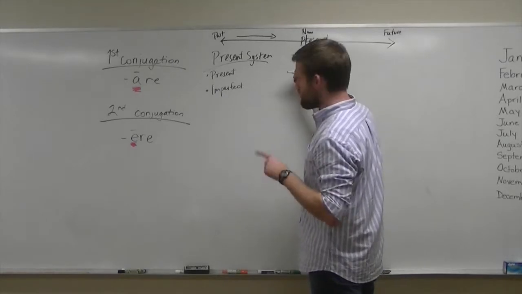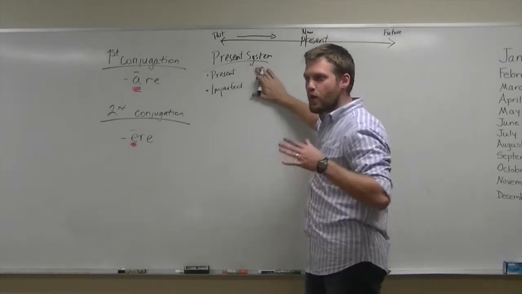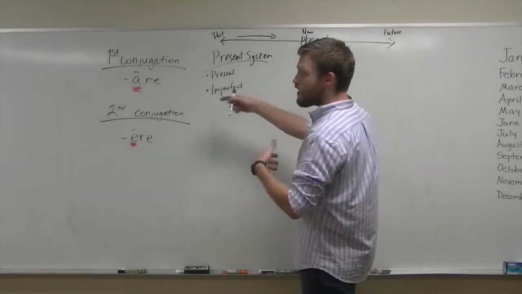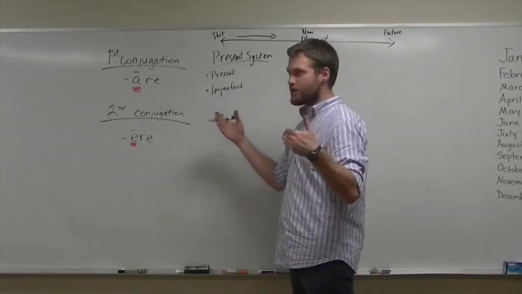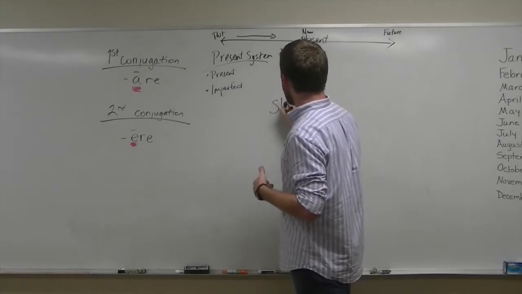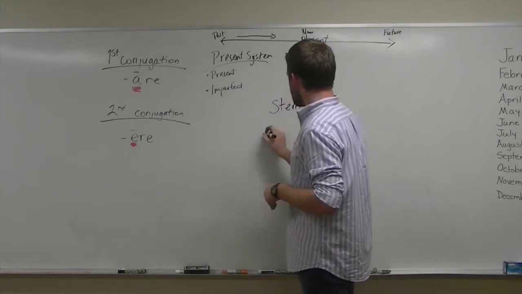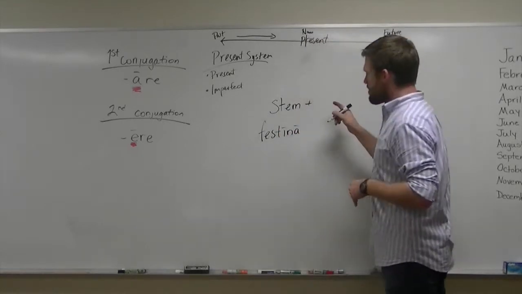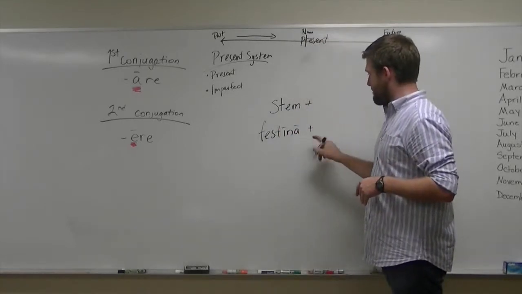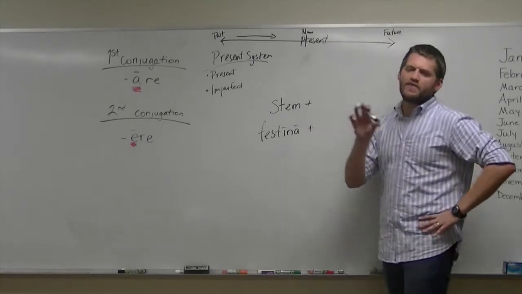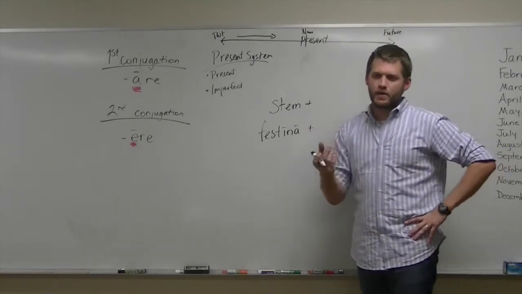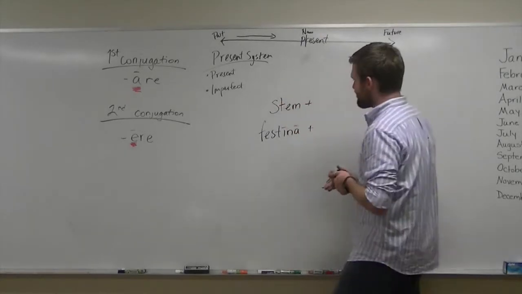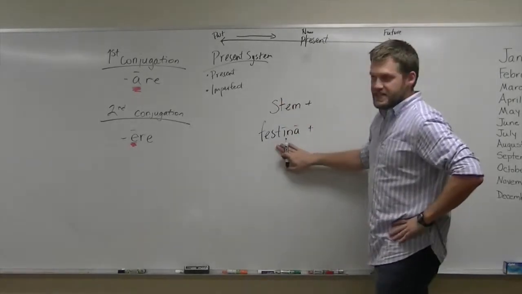We take our stem, and by the way, the present system means all of them build off the same stem. So we saw festino, festina as our stem. What normally was festino, that's a little bit odd because what happens is contraction. The A and the O kind of fight it out, and the O beats the A. So we have our stem, festina.